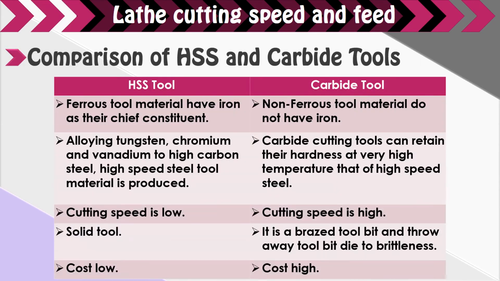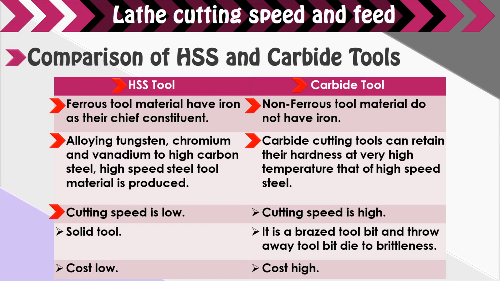Let's compare the HSS and carbide tools. Ferrous tool materials have iron as their chief constituent. Non-ferrous tool materials do not have iron. Alloying tungsten, chromium and vanadium to high carbon steel, high-speed steel tool material is produced. Carbide cutting tools can retain their hardness at very high temperature, higher than that of high-speed steel.